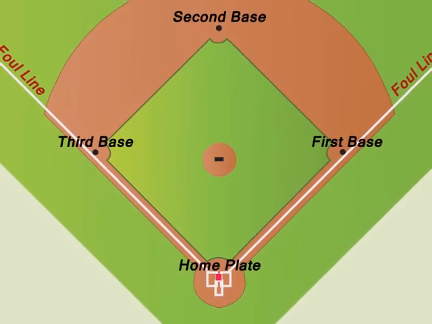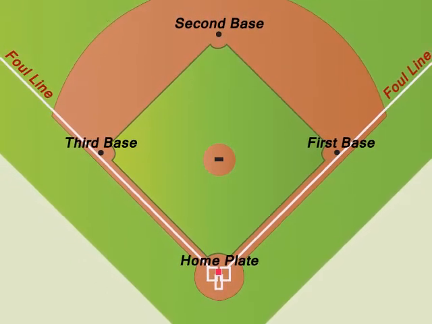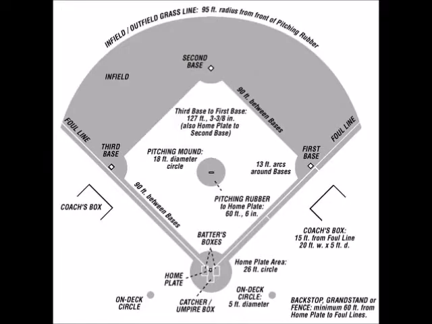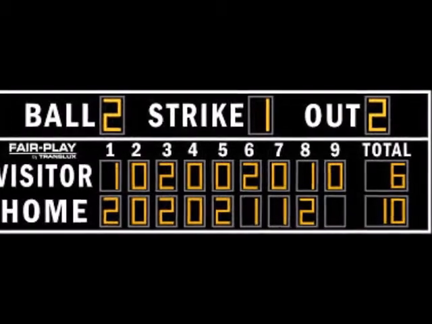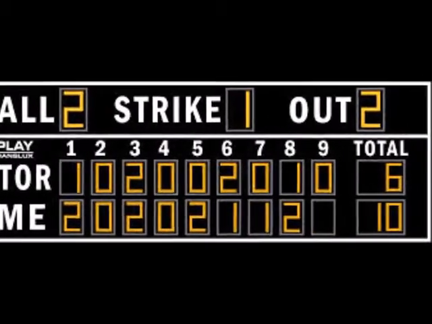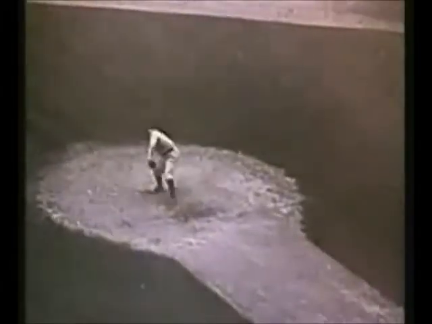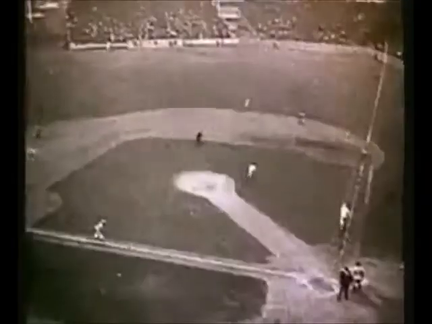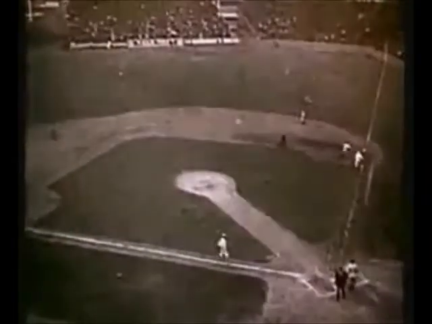The game is played on a grass field. The infield is a diamond with 3 bases, a pitcher's mound, and a home plate. The dimensions of the outfield walls vary throughout all the major league ballparks, but the infield dimensions are always the same. The bases are 90 feet apart, and the pitcher's mound is 60 feet 6 inches from home plate. The object of the game is to have more runs scored at the end of the game than the other team. To score a run, a player must touch home plate after running around all the bases.